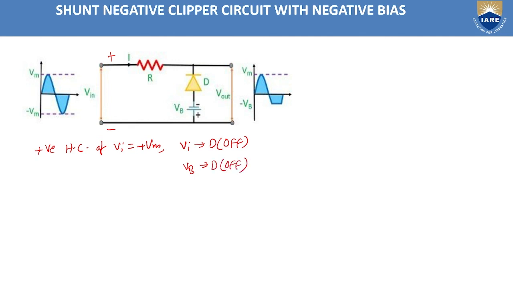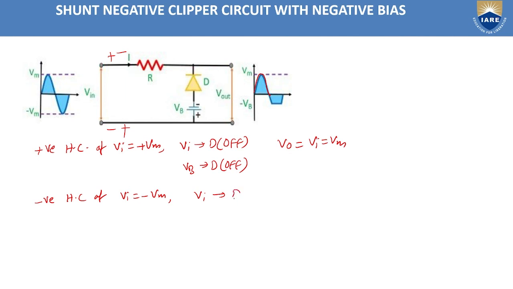So both the voltages are making the diode into open condition. So the total applied voltage will appear across the output, that is Vi is equal to Vm. So for the positive half cycle it is Vm. Similarly, for the negative half cycle of my input voltage, that is minus Vm, in this case here it is minus, here it is plus.